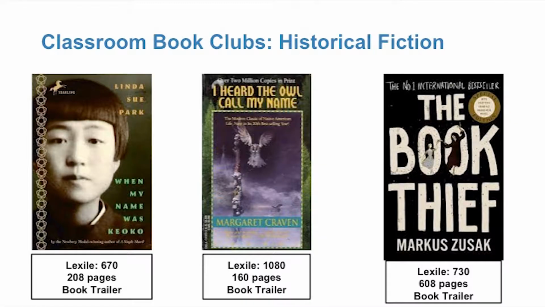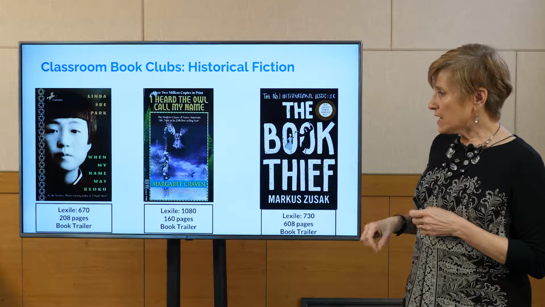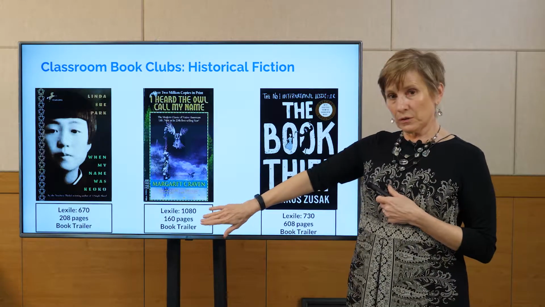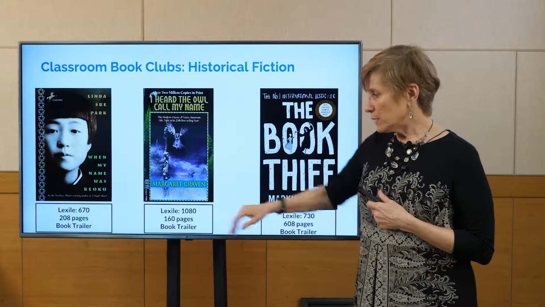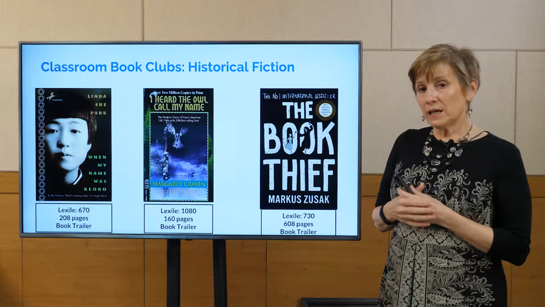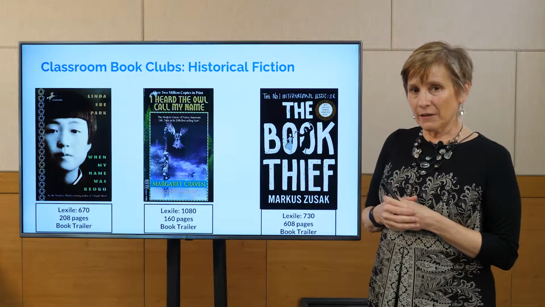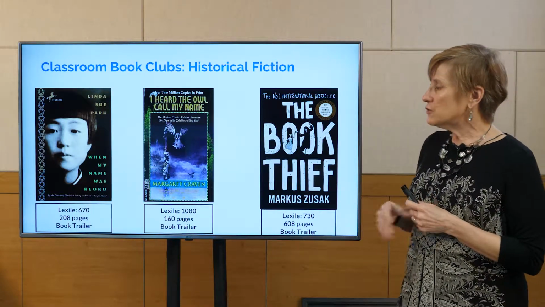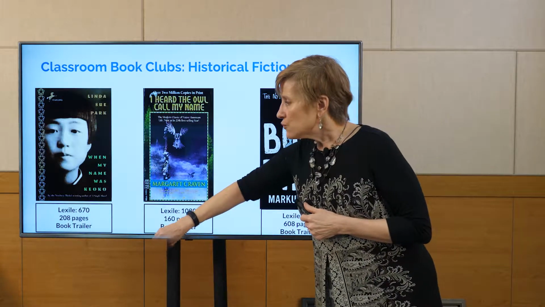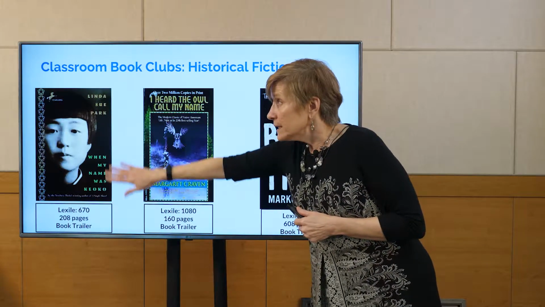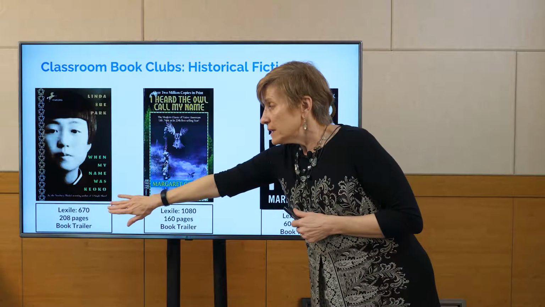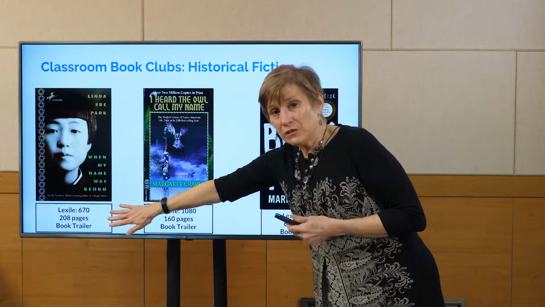You might have a student who is a strong reader, but a non-reader. They hate reading long books, in which case they might choose the shortest one, which is, however, the most difficult one to read. But they figure it's only 160 pages, I can get through that. You might have a student who's a struggling reader, but likes to read. They might be willing to go with this book. It's the easiest book, and it's only 200 pages.